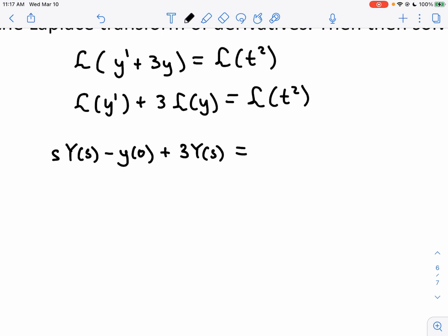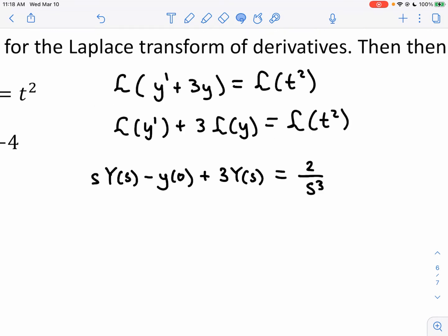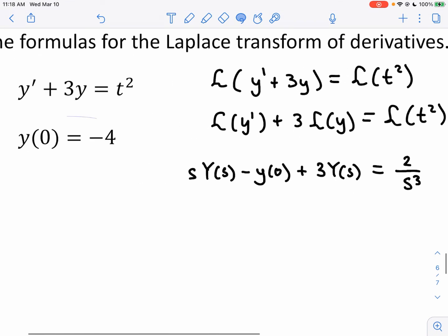Well, t squared is t to the n, and the Laplace transform of t to the n is n factorial over s to the n plus 1. So we have to do 2 factorial, which is 2 times 1, over s to the n plus 1, so over s cubed. And now we are instructed to solve for Y of s.